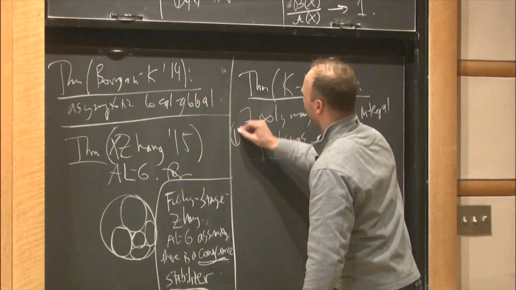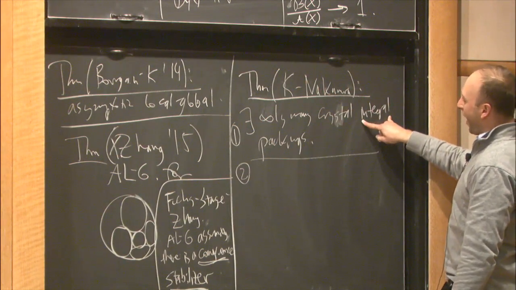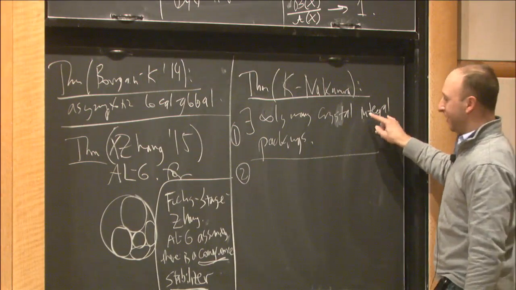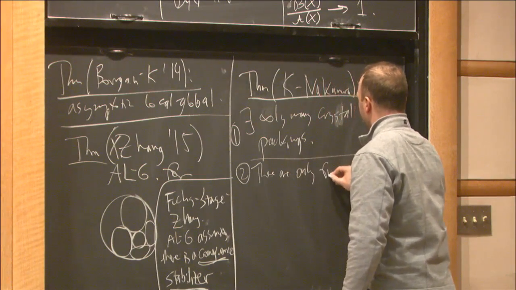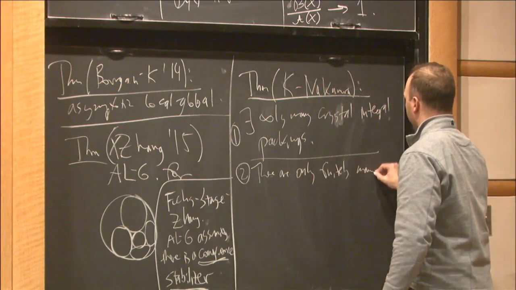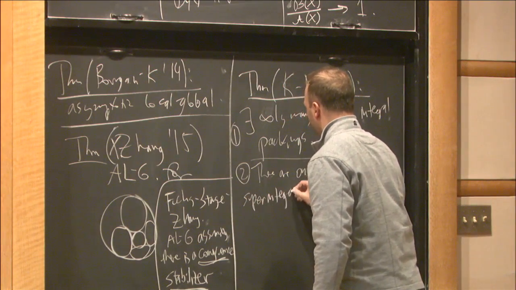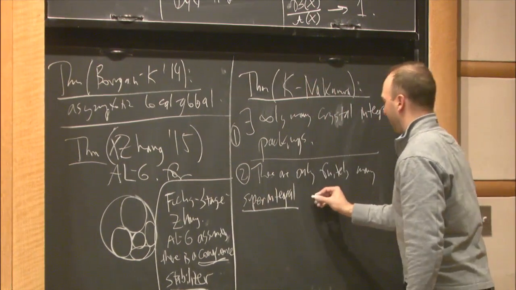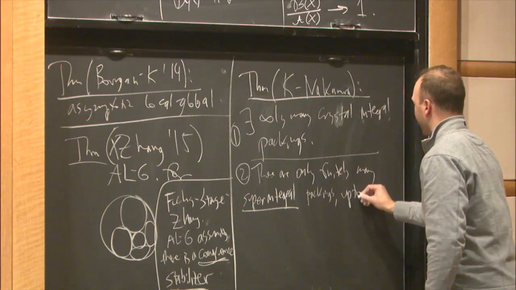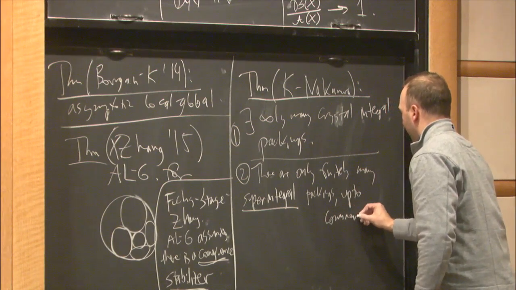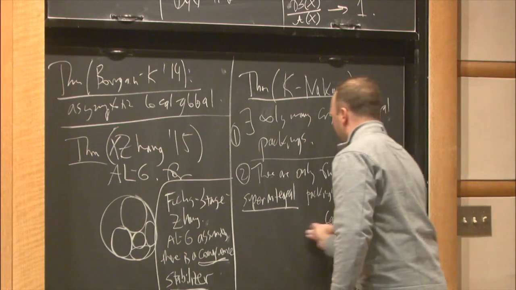So this is part one. Part two is not just integral packings, but superintegral packings. So there are only finitely many superintegral, I'll explain what this means in a second, superintegral such packings up to commensurability. Okay, so I have to explain a couple of things.